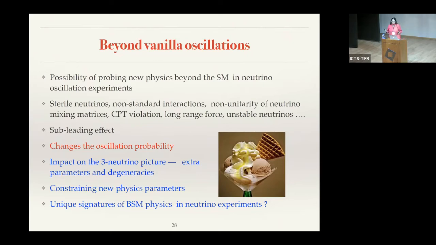These are all subleading effects because the oscillation is the dominant effect that has been proved by the data. This changes the oscillation probability, and it will impact the 3-generation picture that we are using, because there will be extra BSM parameters, and this gives rise to a famous problem called degeneracy, which is if you have additional phases whose values you don't know, then you have spurious solutions. One can also constrain new physics parameters, and I think the future goal here should be, because there are several BSM scenarios, whether there can be some unique signatures that we can find in these experiments.